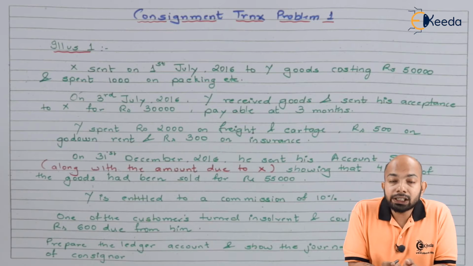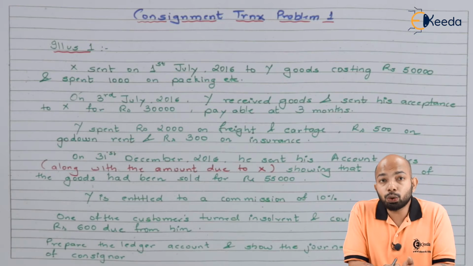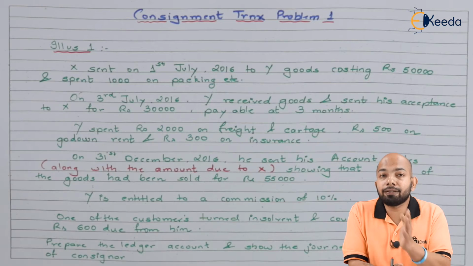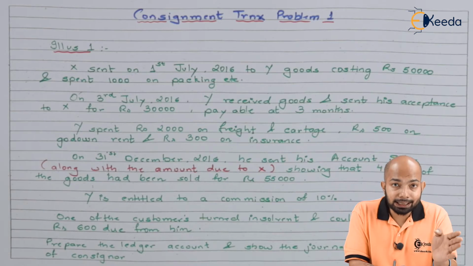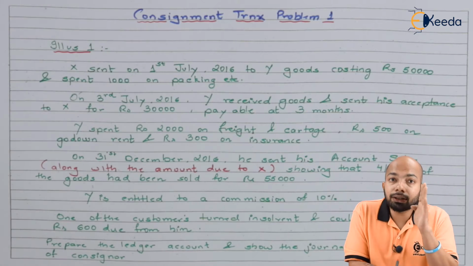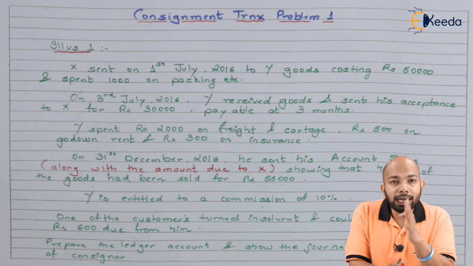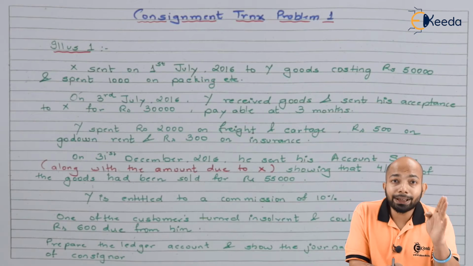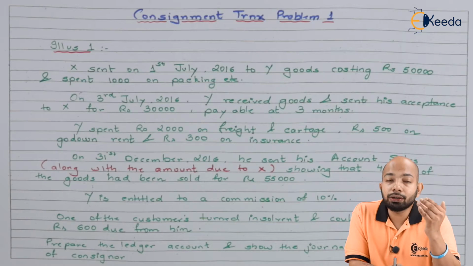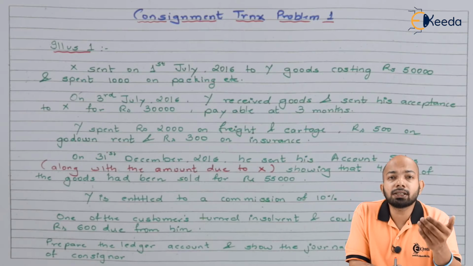Let me give you a brief of this question, or rather illustration. There are two parties to this transaction or to this business. We have Mr. X and we have Mr. Y. X is the consigner, Y is the consignee. That means X has sent certain goods to Y and Y is supposed to sell them on behalf of X. Remember this, it will be easy for you to understand the whole illustration and then to figure out how the journal entries are supposed to be passed here.